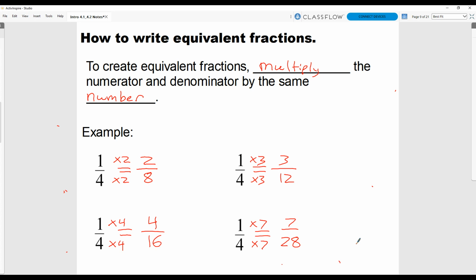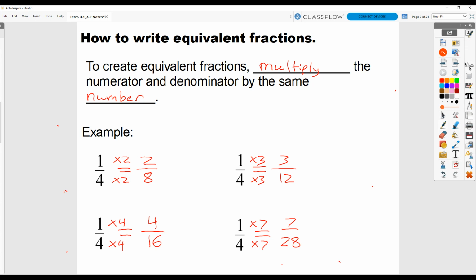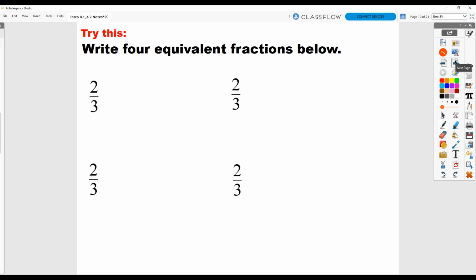All right, I've got something for you guys to try. See if you can make your own equivalent fractions. Take a look at 2/3 here. I want you to come up with 4 different equivalent fractions for 2/3. Multiply both the top and the bottom by the same number for each one of those. Go ahead and try that. Pause the video, hit play when you're done, and we'll take a look at what you got.